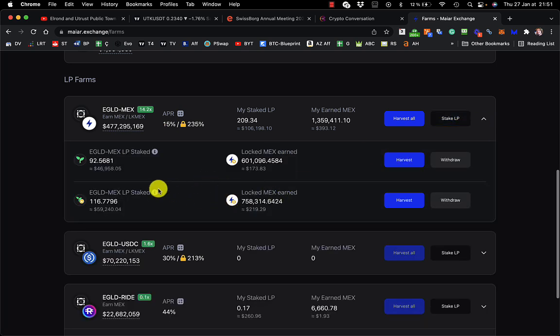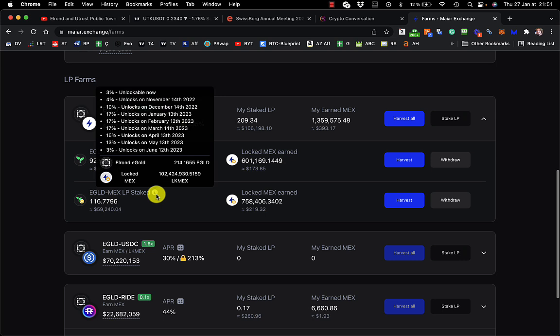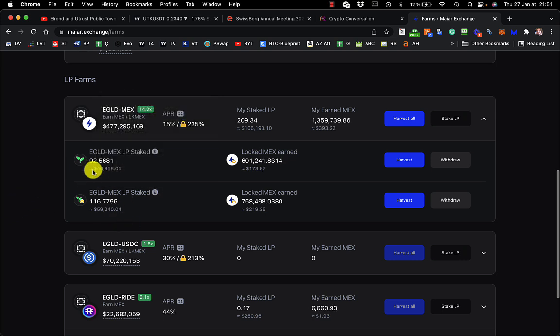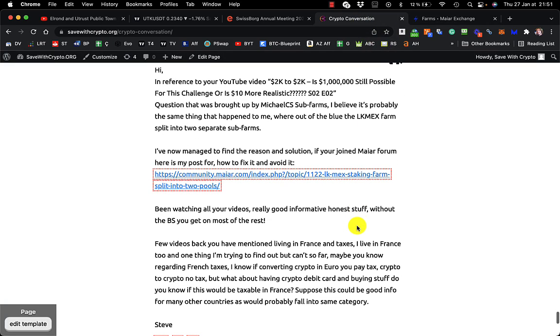Now, this one is made out of eGold and MEX, and this one is made out of eGold and locked MEX. I think that's why you get 2 different farms. And there is also a possibility where, if you decided to produce MEX rather than locked MEX, you could also have 2 more farms. You could have the same as this, producing straight MEX, and the same as this, producing straight MEX. And I think that's all the actual sub-farm deal is all about.